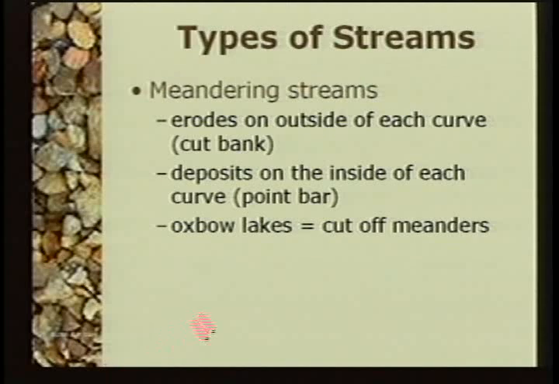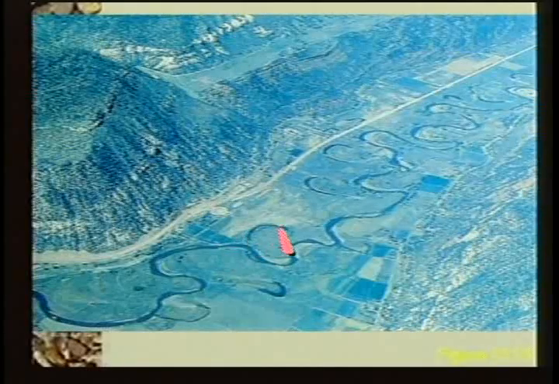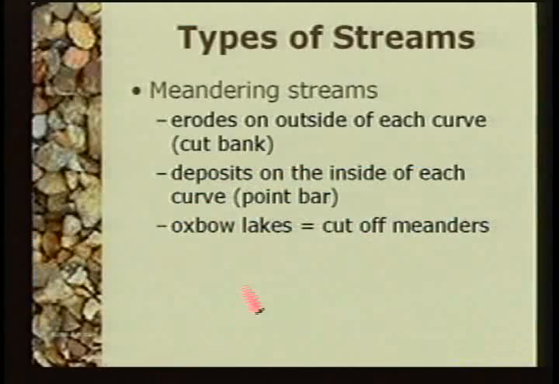With meandering streams, we tend to erode on the outside of each curve and deposit on the inside of each curve. The erosion takes place on the outside of the curve, or the cut bank, and the deposition takes place on the inside of the curve, or the point bar. Now those oxbow lakes that we just saw, let's go back there, these oxbow lakes are cut off meanders of the river.